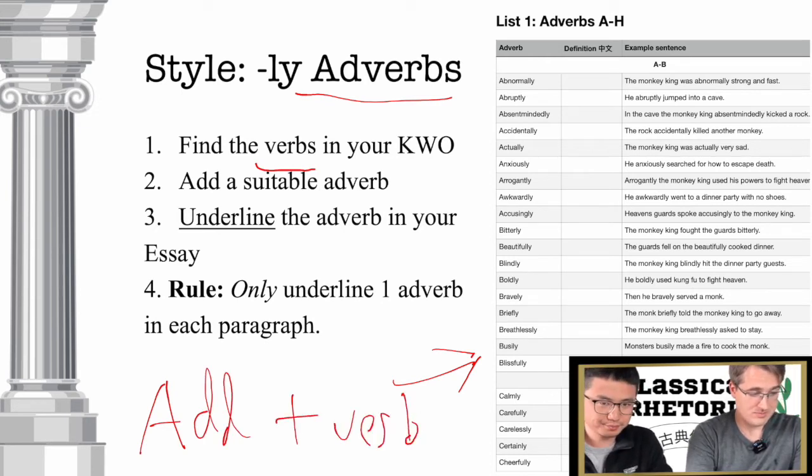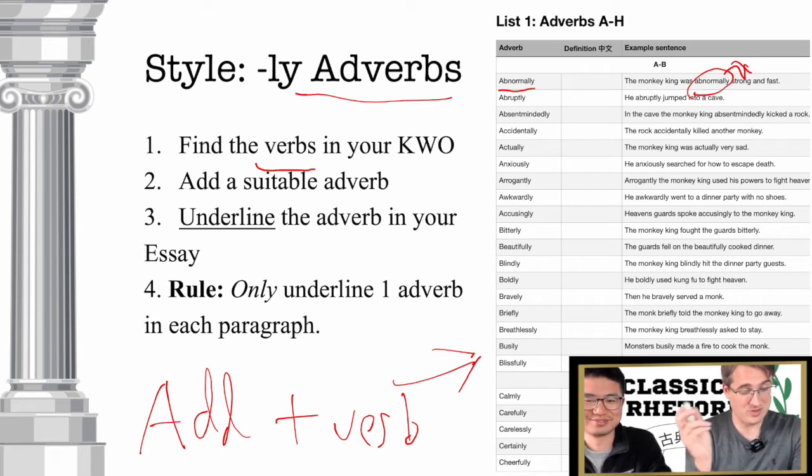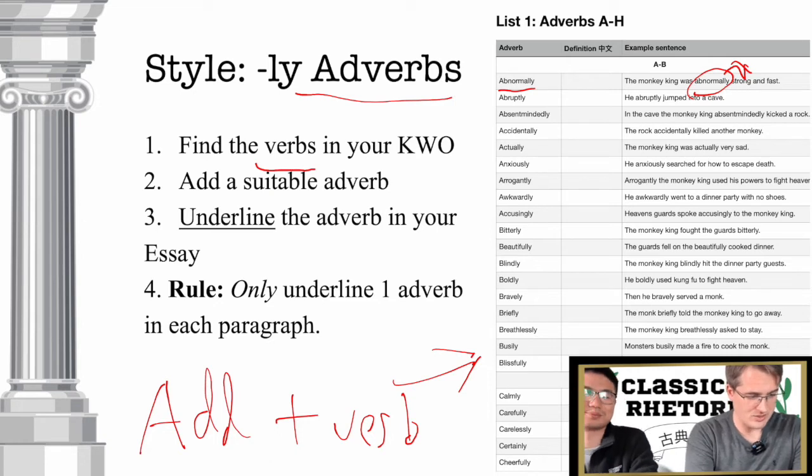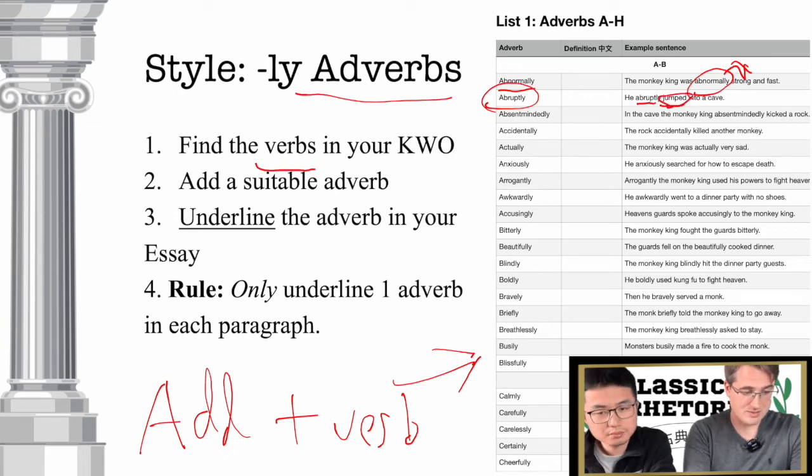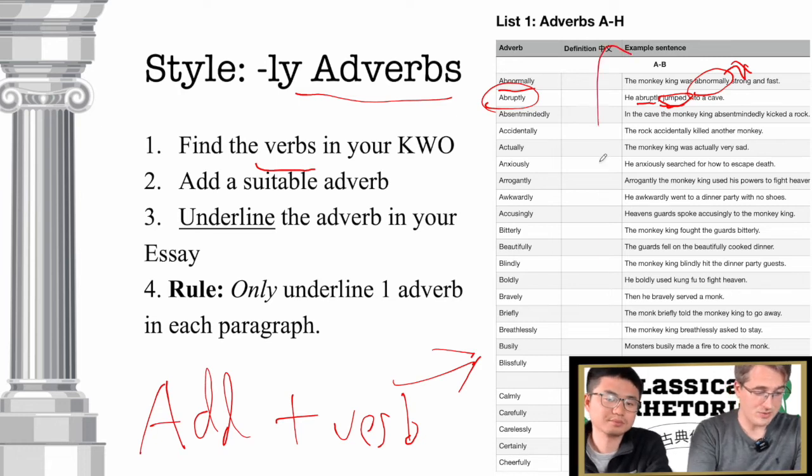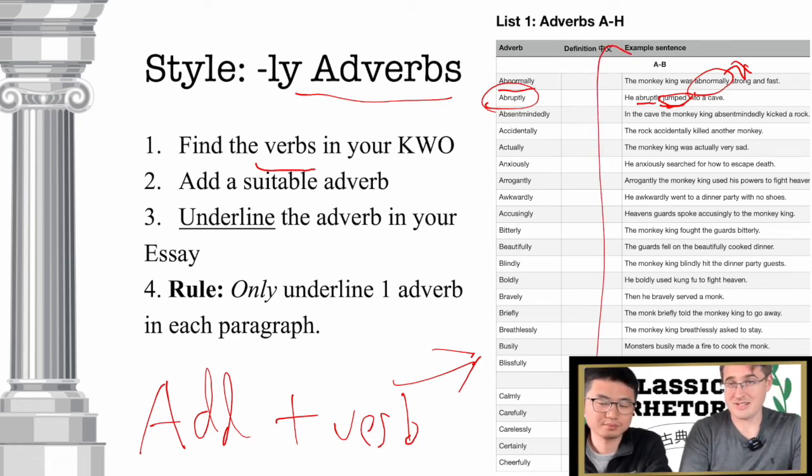For example, abnormally. The Monkey King was abnormally strong. Oh, I'm sorry. This one you add to an adjective. You add it to a verb or an adjective, but we're just going to focus on the verbs. Okay, so here's a better one. Abruptly. He abruptly jumped. Jumped is a verb. He abruptly jumped into a cave. If you looked at this, it tells you a story about the Monkey King.